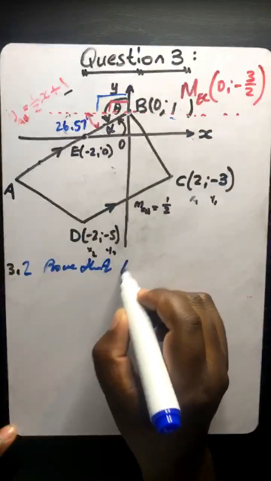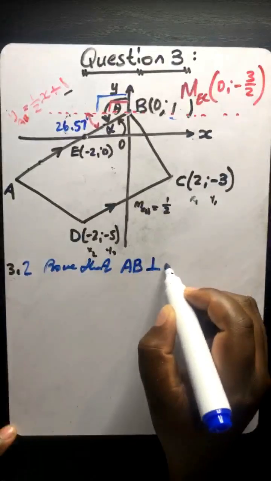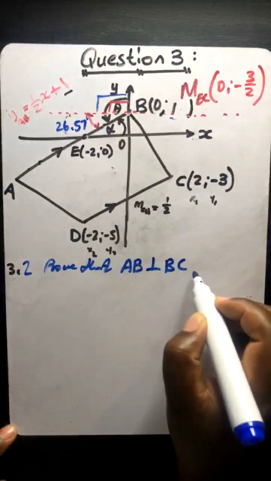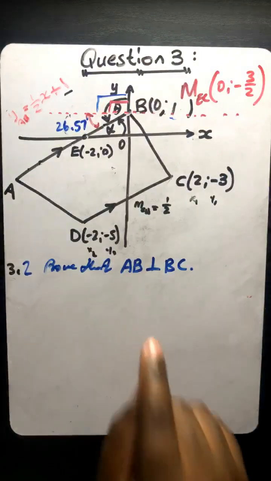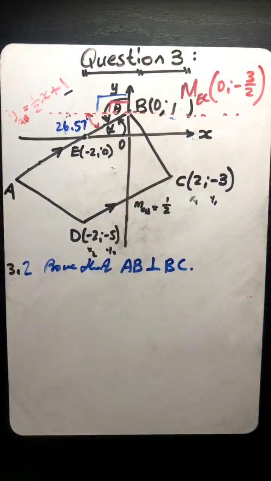Prove that AB is perpendicular to BC. With this kind of question, if you don't know what that means, you are in trouble. It means we must prove that AB is perpendicular to BC. How do we do this? Three free marks.